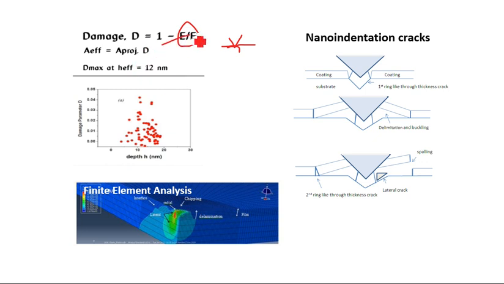So the ratio between these two gives us the damage parameter. We plotted the damage parameter with respect to the depth, and we found that the damage is a maximum at a certain depth of 12 nanometer. We call this the effective depth at which the damage is the maximum.